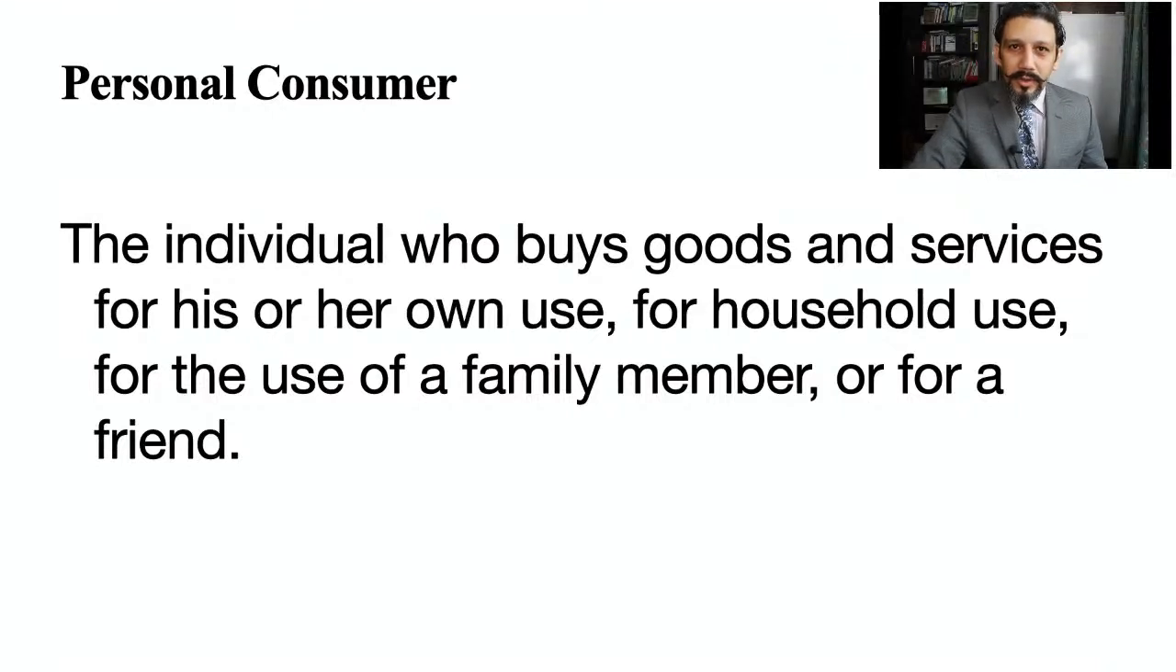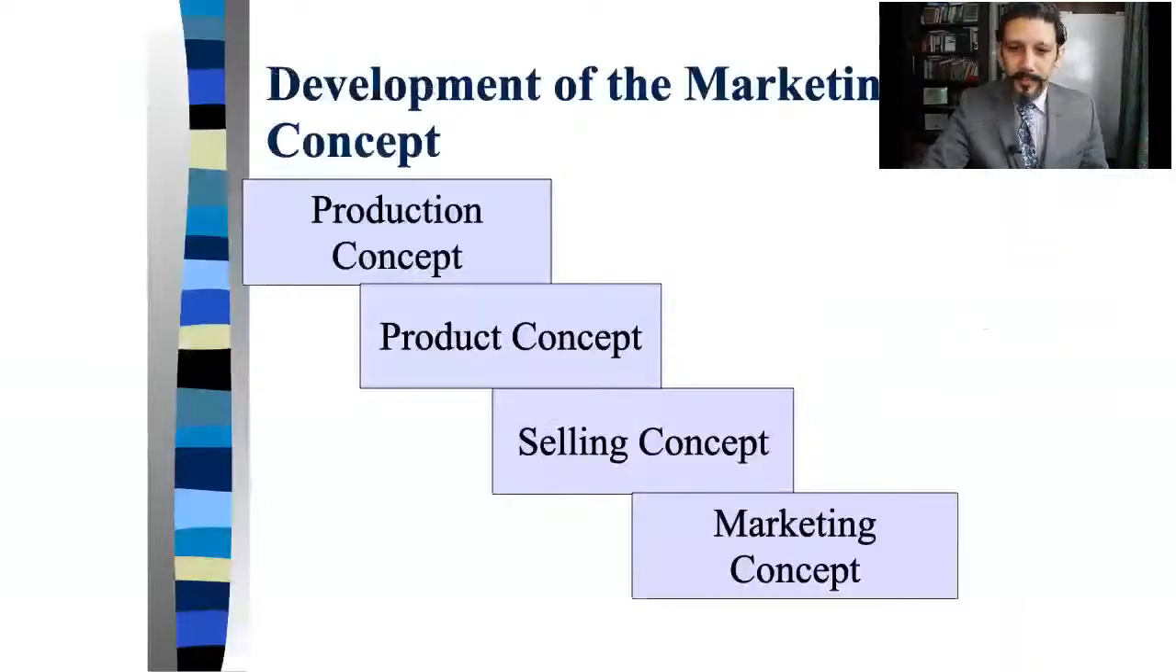Now, when we talk about consumer, there is personal use or household use, for the use of a family member or for a friend. So a personal consumer is one who will buy things for themselves or their household or the family or for a friend. Now, behavior comes from or is part of the marketing concept. The marketing concept is different from the previous concepts that we have studied, because marketing talks about starting with asking the customer, what does the customer want?